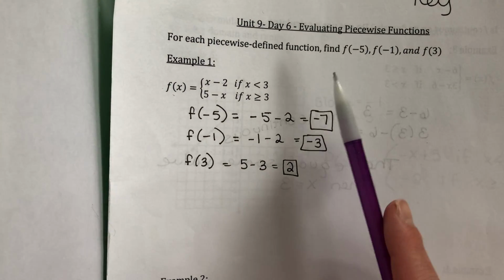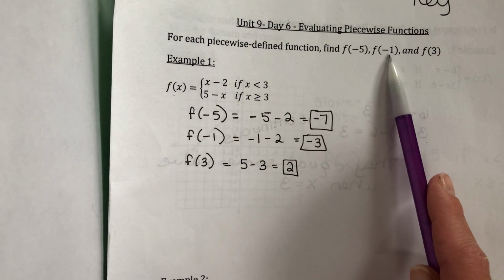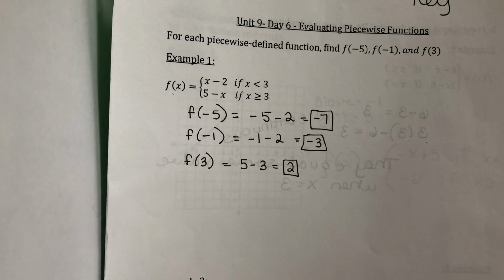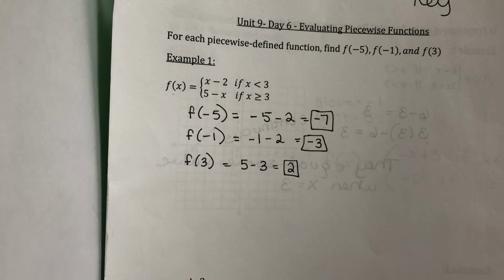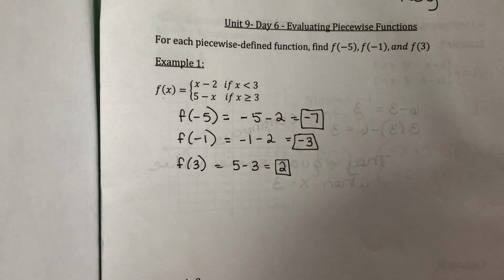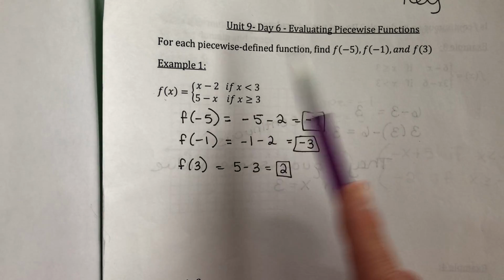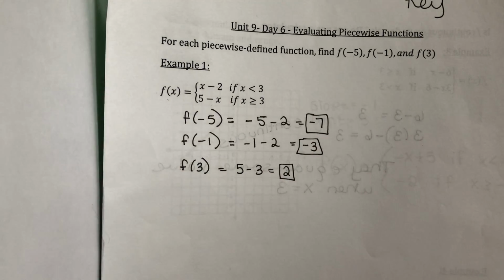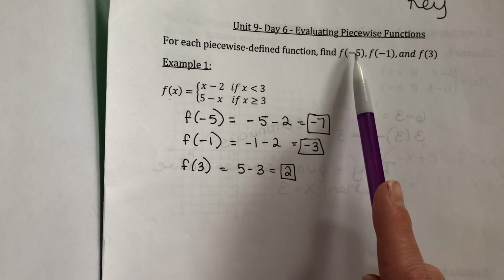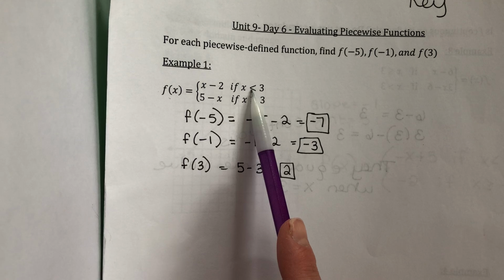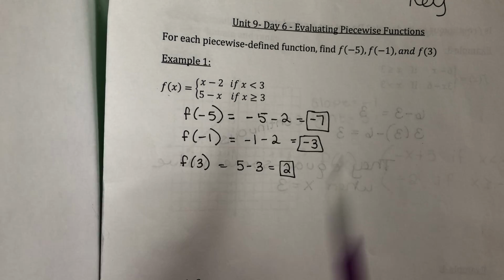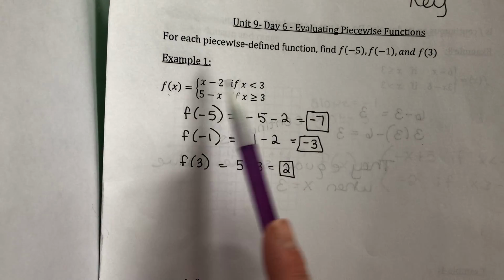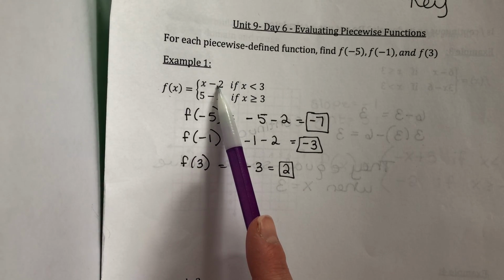So if I said for this graph, find f of -5, f of -1, and f of 3, that clearly says we're replacing the x with a -5, a -1, and a 3. When I do that, the question is, where do I plug in the -5? Do I plug it into this x or this x? And the answer is, it depends on what the x value is. So here, -5 fits into this domain where x is less than 3. -5 is less than 3, so therefore I would plug it into the x minus 2.